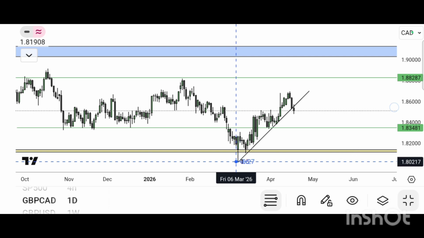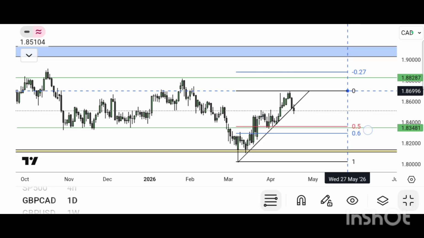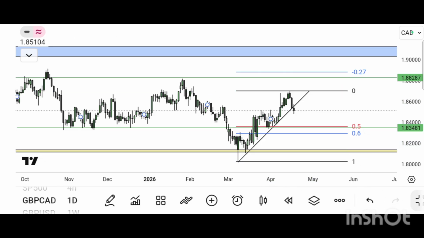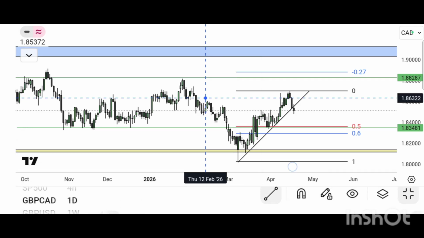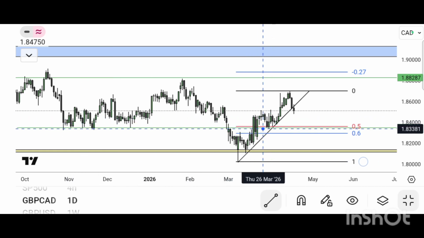If I draw my Fibonacci from here to here, you could see that the market intersects together with this support zone here. This support zone, I drew on the weekly time frame. Market came here and intersected together with it, and this place here is a demand zone.